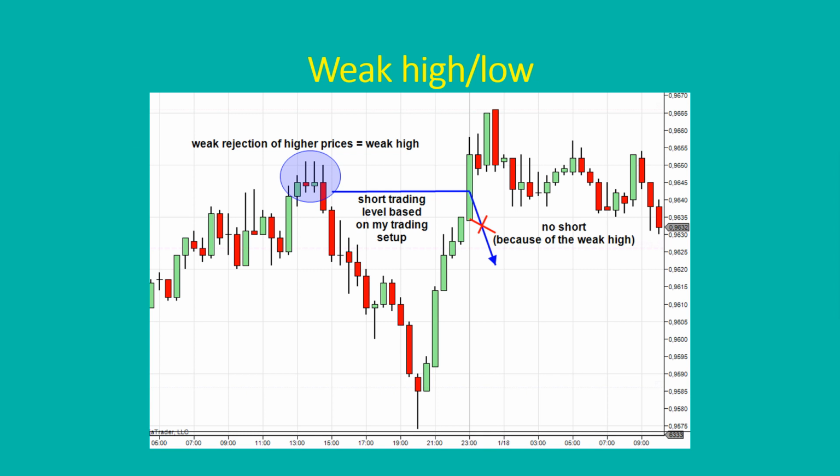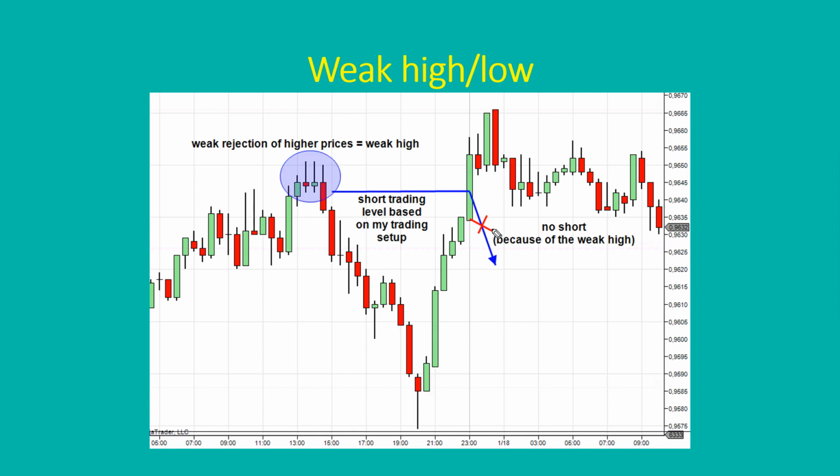Let me show you one more example. In this case, you can see that there is a weak high, and you can see that the price rejected lower prices aggressively. This is an aggressive rejection of lower prices. This is a strong low, and the price continues and tests this weak high and shoots past it to create a strong high.